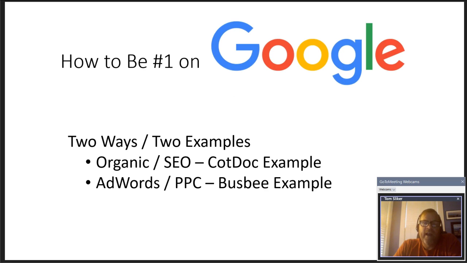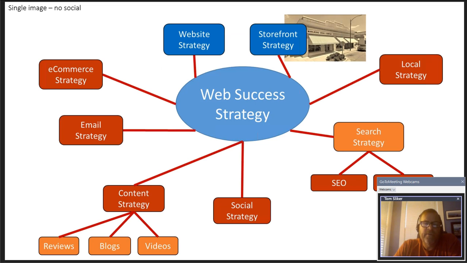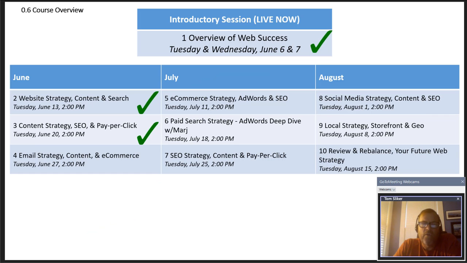All right, so we talked about how to be number one on Google, the two ways being organic and AdWords, and we talked about content. I'm about to wrap up here. Once again, we talked about content strategy and search strategy today. Next week, we'll be talking about email strategy, along with how that relates to content, and also we'll start talking about e-commerce and how you can do transactions online and do more business online.